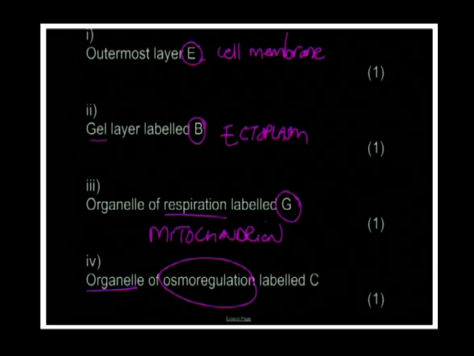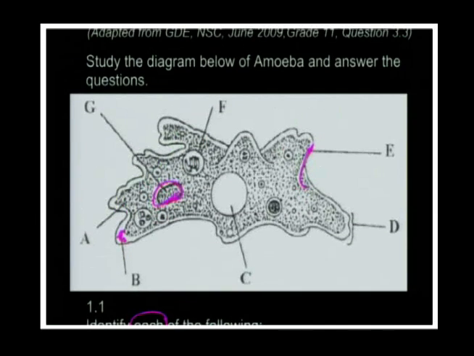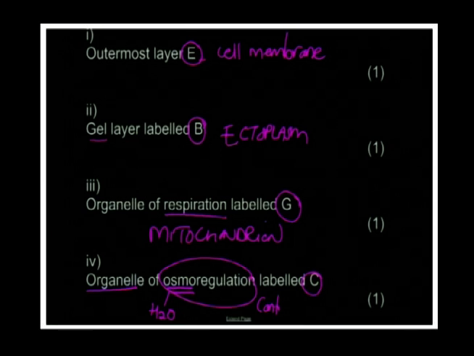And finally, the organelle of osmoregulation, designed to confuse you, labeled C. Look at the word. Osmosis always is going to refer to water. Which structure in this diagram is responsible for regulating water? Answer, here, bails water out. What is its correct name? It's called a contractile vacuole. Let's move to question 2.